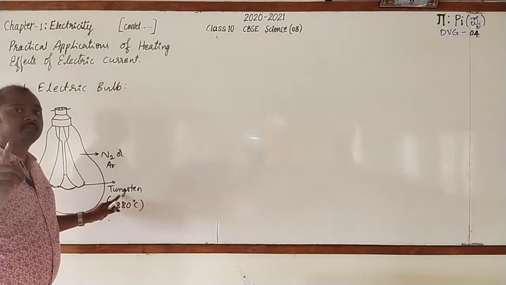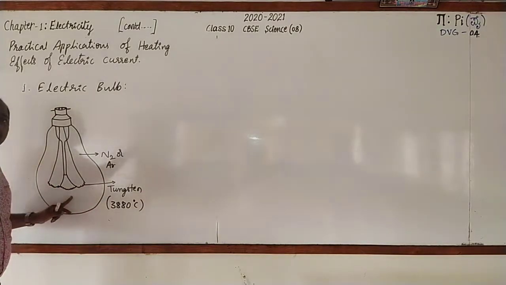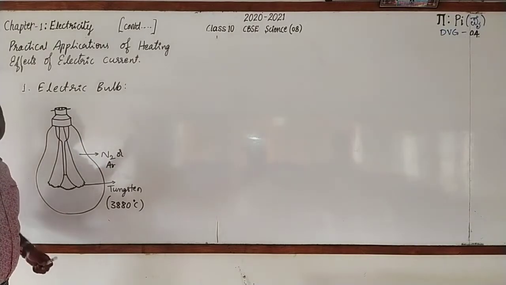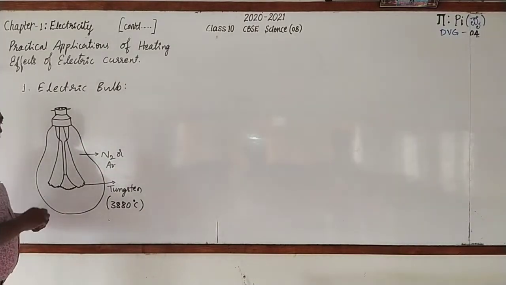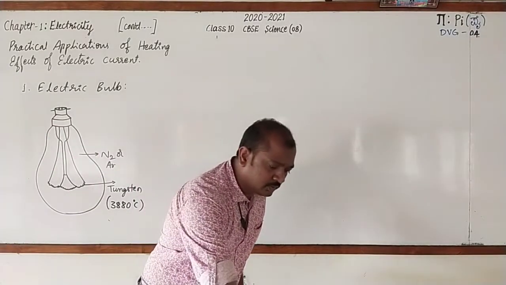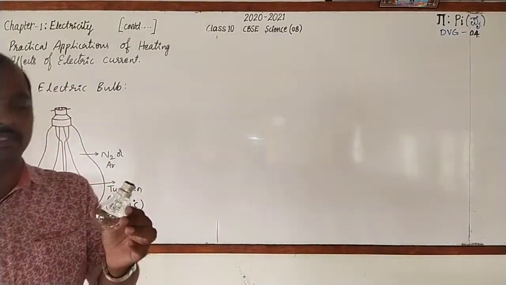One is it has high electric resistance. Second one is it has high melting point. Clear? Now let me just go for showing you an electric bulb. Observe this.